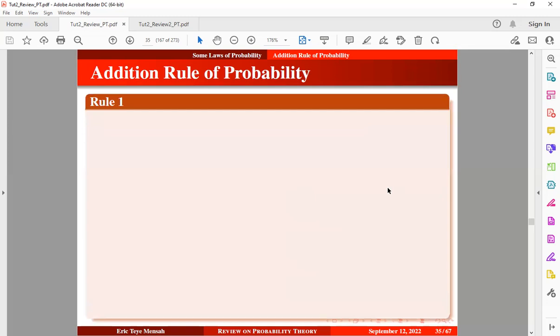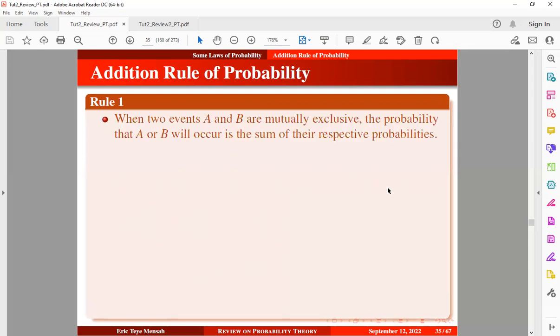All right, so now we want to take a look at the addition rule of probability. The first rule states that when two events A and B are mutually exclusive, the probability that A or B will occur is the sum of their respective probabilities. That is, probability of A or B is equal to probability of A plus probability of B. And we know this from the third axiom.